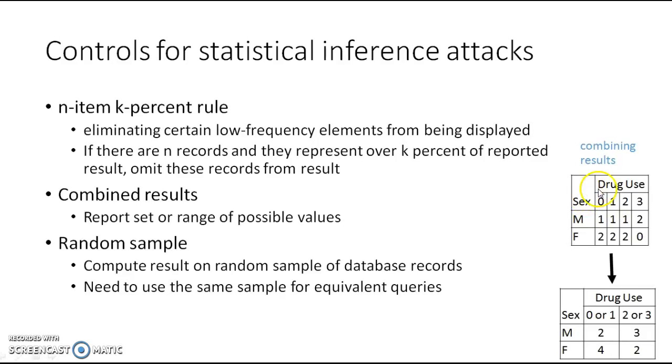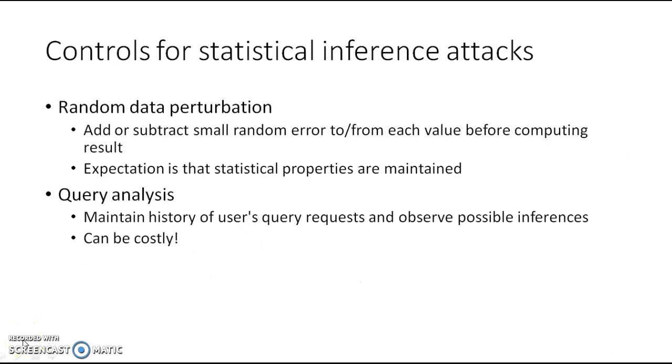For example, here you can see drug use, how many drugs people use, male and female. Here it's a combined effect. So here you combine it, and 1 plus 1 becomes 2, 2 plus 1 becomes 3, 2 plus 2 becomes 4, and 2 plus 0 becomes 2. So here are the combined results of all the people. Controls for statistical inference attacks.